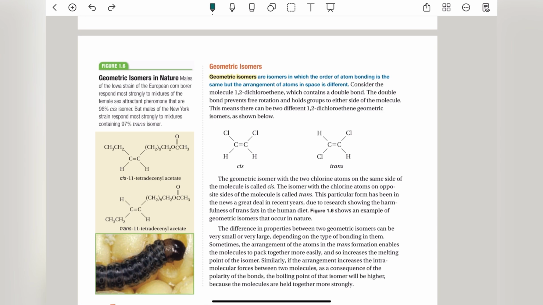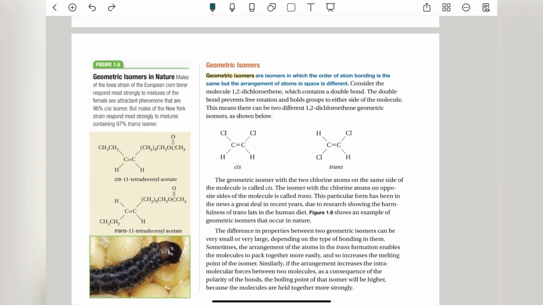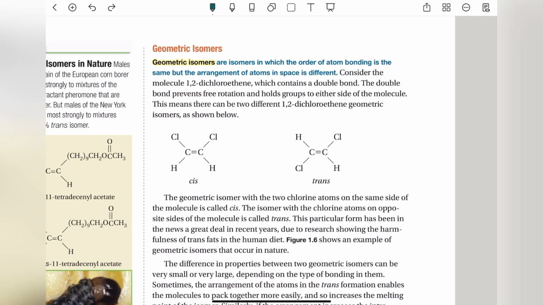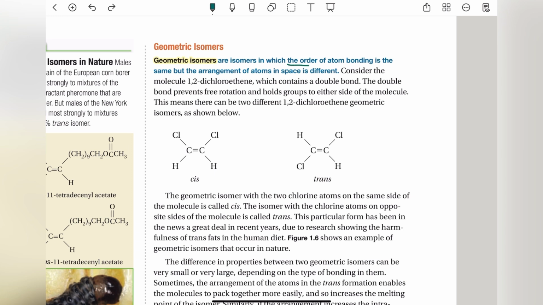dive into. So geometric isomers are isomers in which the order of atom bonding is the same, but the arrangement of atoms in space is different. So the order of atom bonding means that the structure, as in where the bonds form and where the bonds lie, is the same, but the placement of the atoms is different.